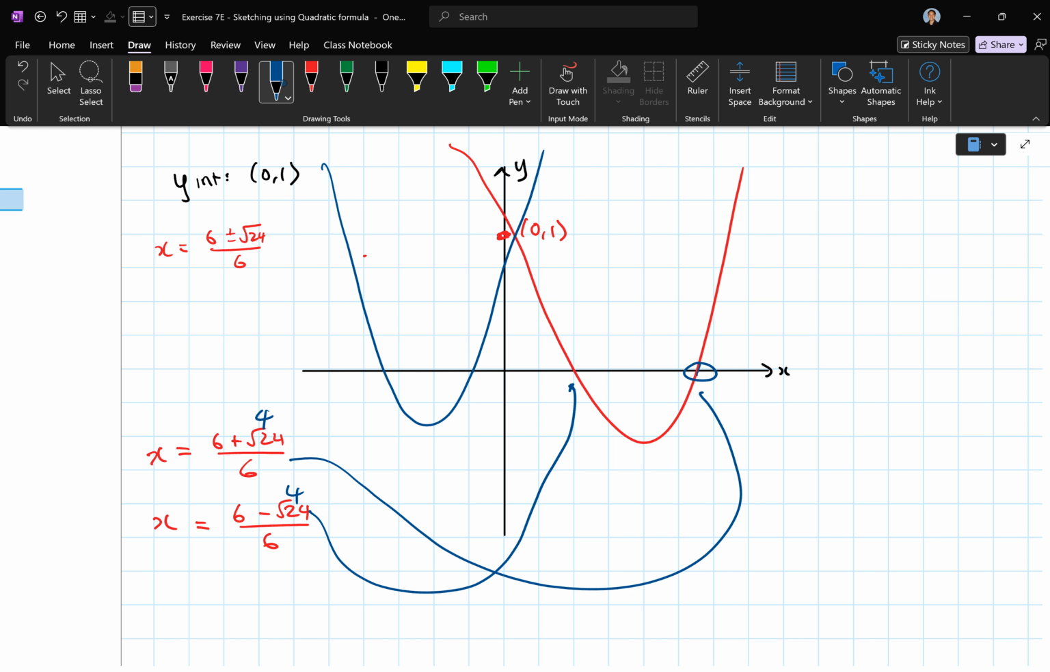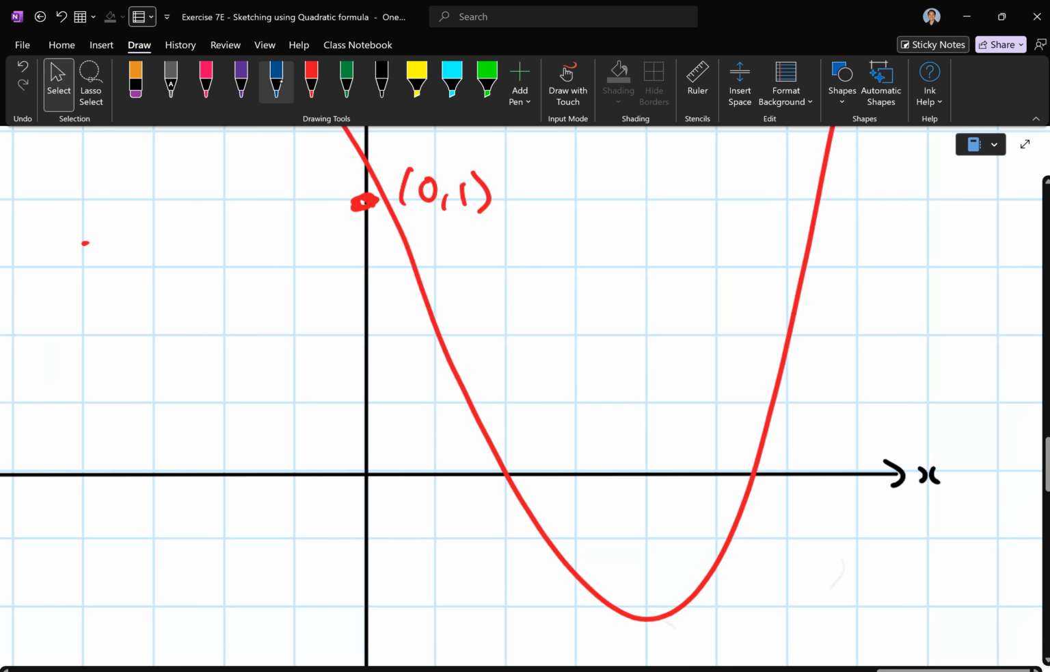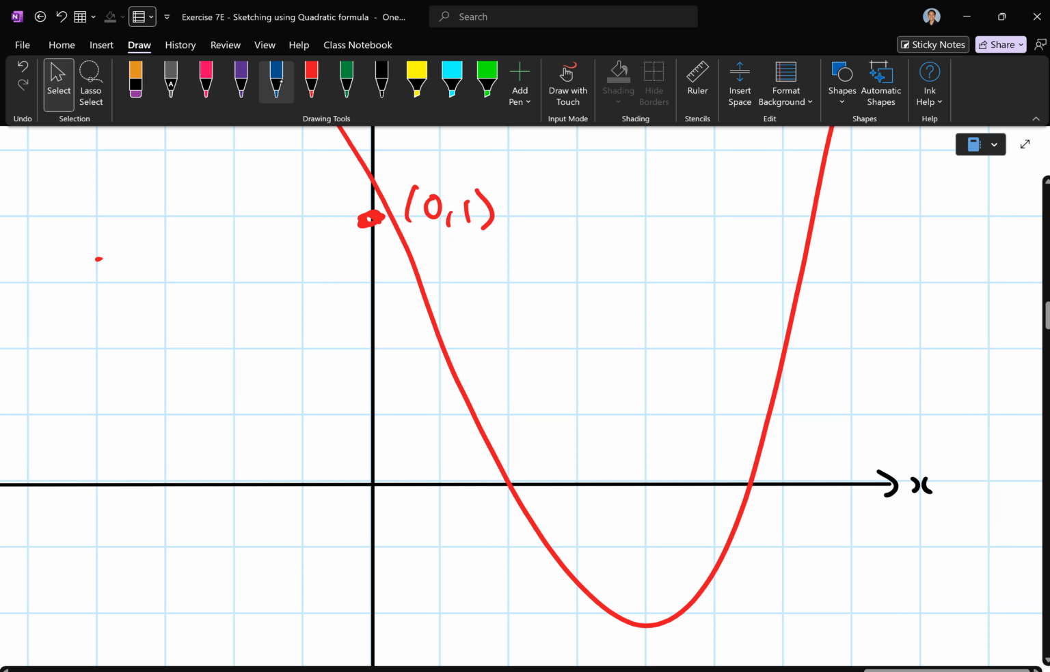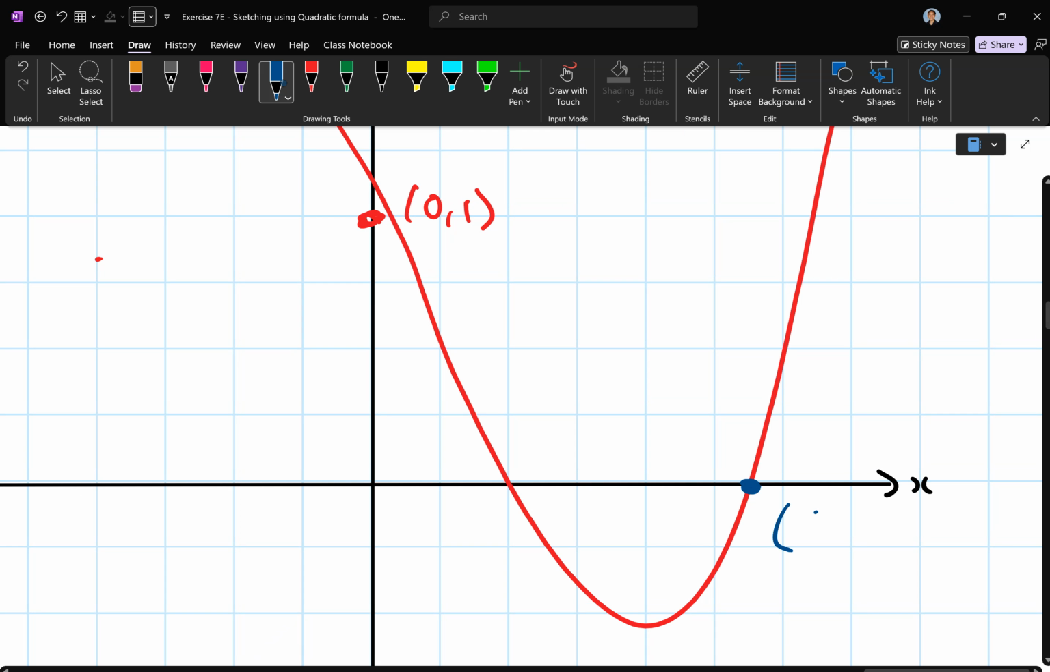Will we get deducted if it's slightly not to scale? No, you don't get deducted for the shapes. What we're interested in is your labeling. So if you labeled them correctly, even if it's not to scale, they're okay with that because the numbers are quite minuscule. As long as you write down, this is 6 plus root 24 on 6, 0, they're okay with that.